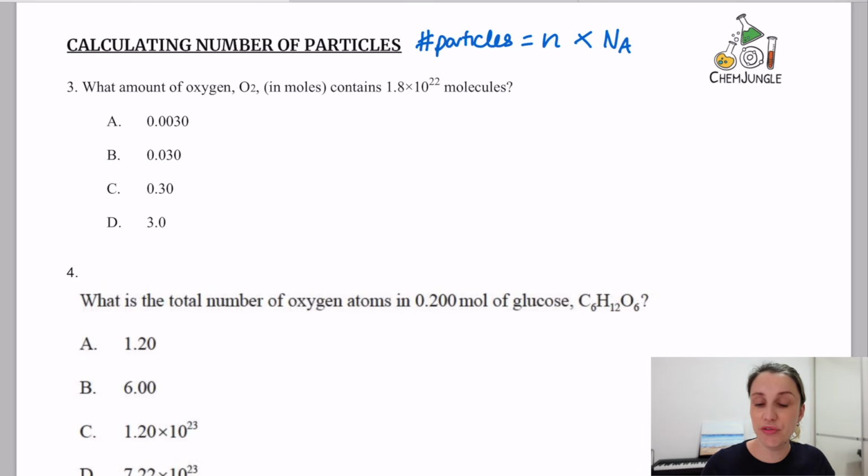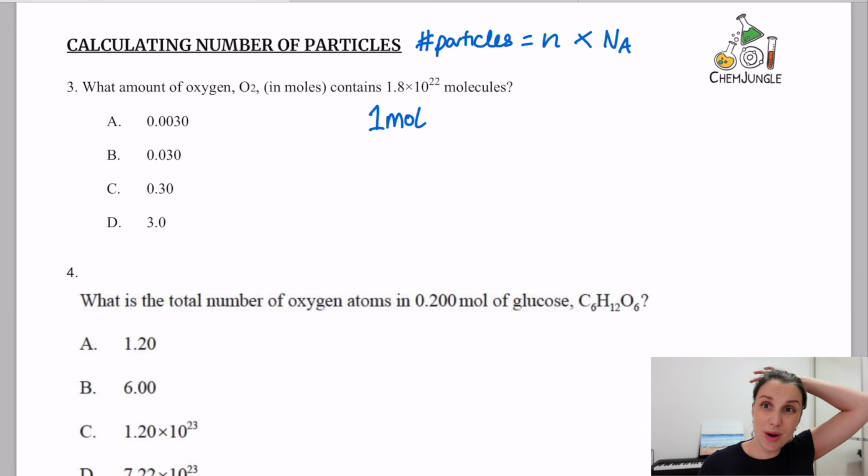Okay, so let's move on to what we do when we're calculating number of particles in multiple choice questions, because often people find this quite hard because the calculations look really tricky from the outside. So it says, what amount of oxygen in moles contains 1.8 times 10 to the 22 molecules? Now that sounds like a huge amount of information to process. The way that I solve these is that I always think first about what 1 mole of particles looks like.